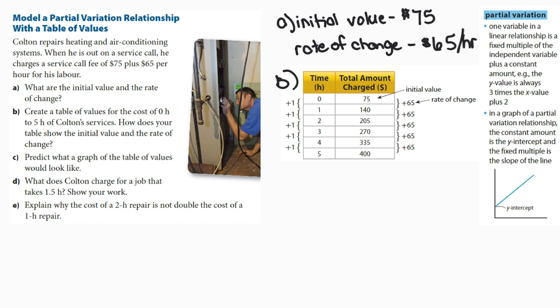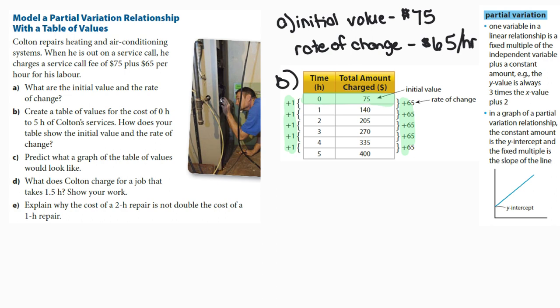So the initial value is this cost at 0 hours, right? It costs $75 at 0 hours. And the rate of change is how much the amount charged is increasing as the time increases by 1. Okay, so it's really important that the time is increasing by 1. So that means that the 65 is our rate of change.